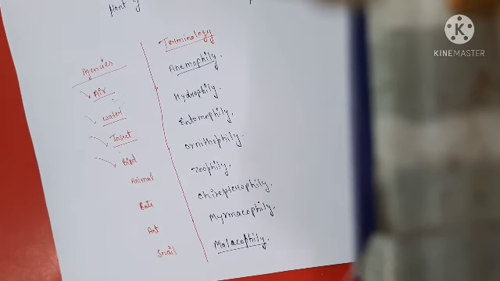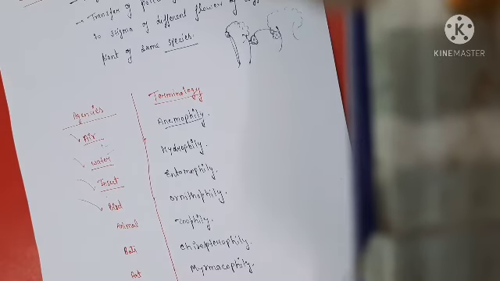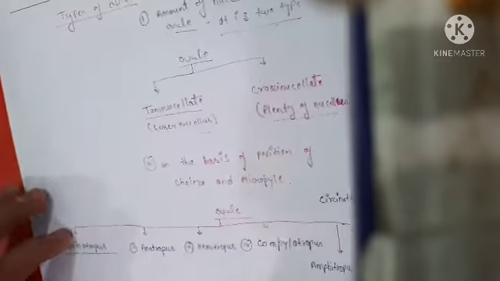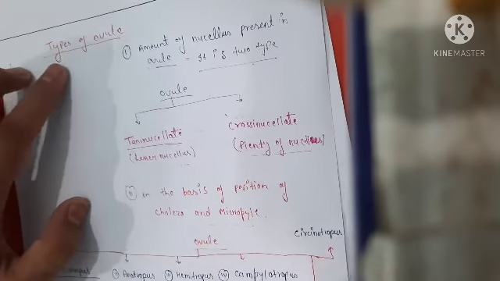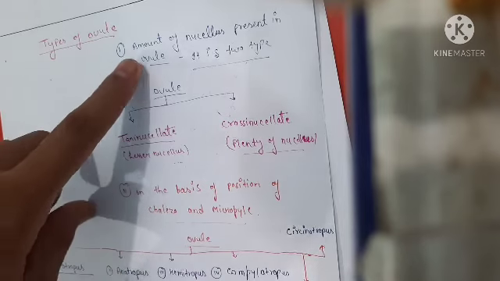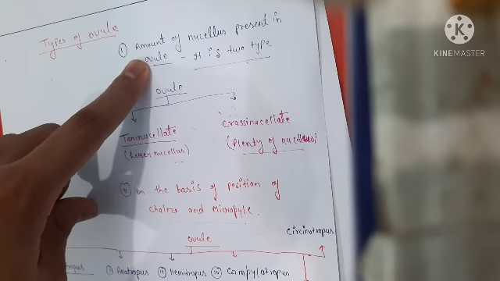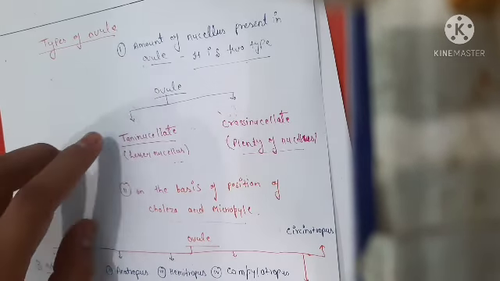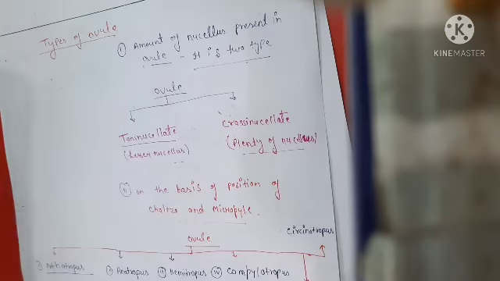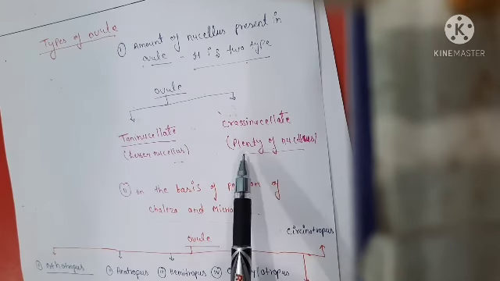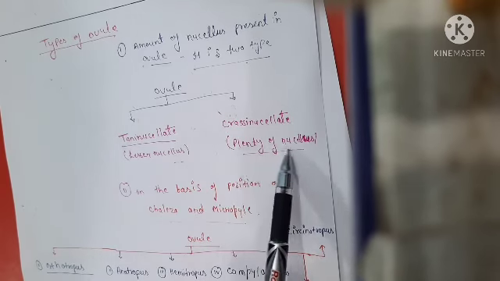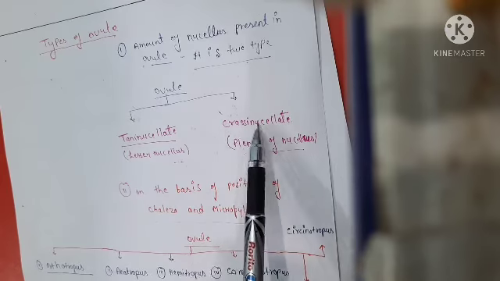Now I think we have to revise one more time today's topic. Firstly, we will discuss types of ovule. On the basis of the amount of nucellus present in the ovule, it is of two types. First is tenuinucellate and second is crassinucellate. If nucellus is present in lesser amount, it is called tenuinucellate, and if it contains more amount of nucellus, it is called crassinucellate.